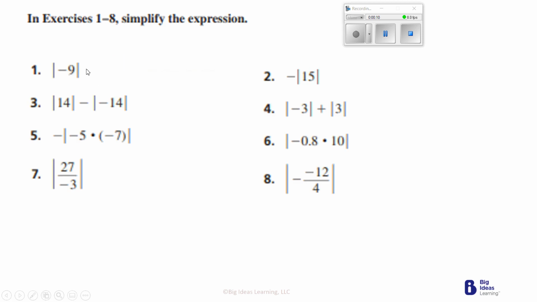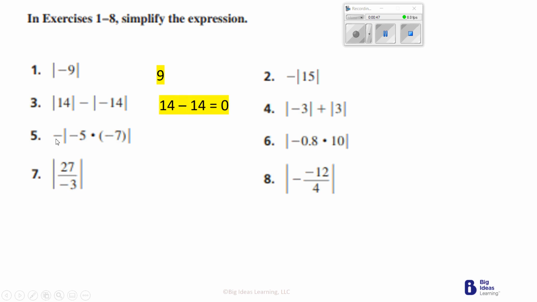It says simplify the expression. Well, if I'm simplifying the absolute value of -9, we know that absolute value means how far it is away from 0. And -9 is 9 away from 0, just like +9 is. Now we've got the absolute value of 14, and we're going to subtract it from the absolute value of -14. We know the absolute value of any number is going to be a positive number because it's a distance away from 0. So this is 14 minus 14, because the negative is not outside the absolute value brackets. So this is going to be 0.